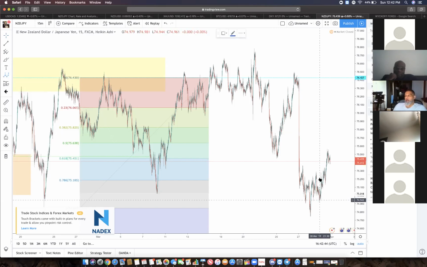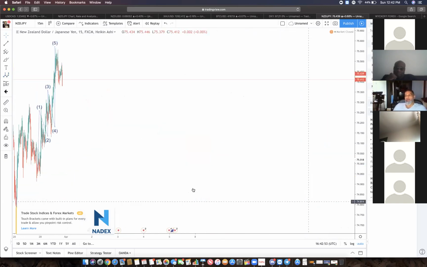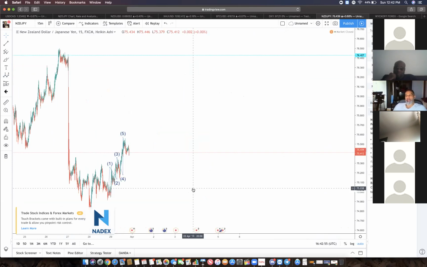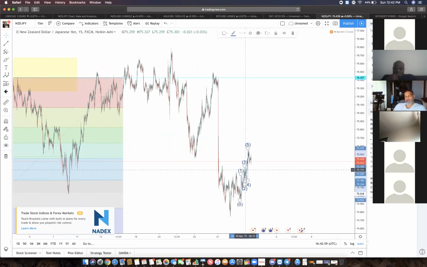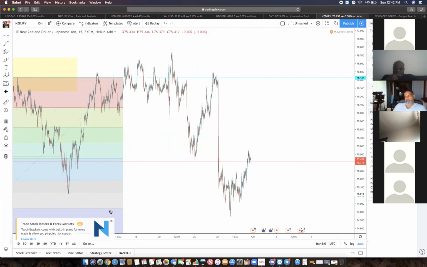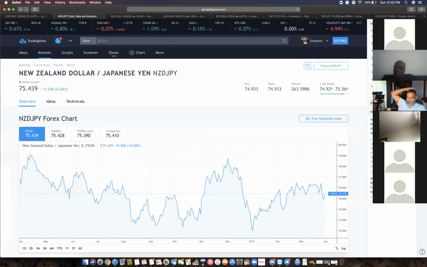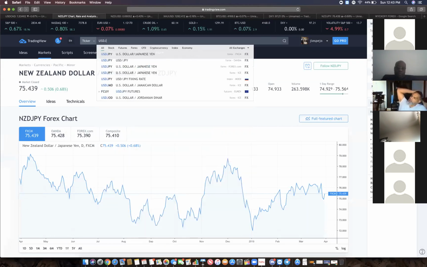Elliott waves, right? 0, 1, 2. On NZD USD, it has accumulated. It's still been in accumulation. For NZD JPY, it took off a little bit because JPY was weak last week. That's why I'm thinking we're gonna be selling UJ too. Pull up USD JPY.